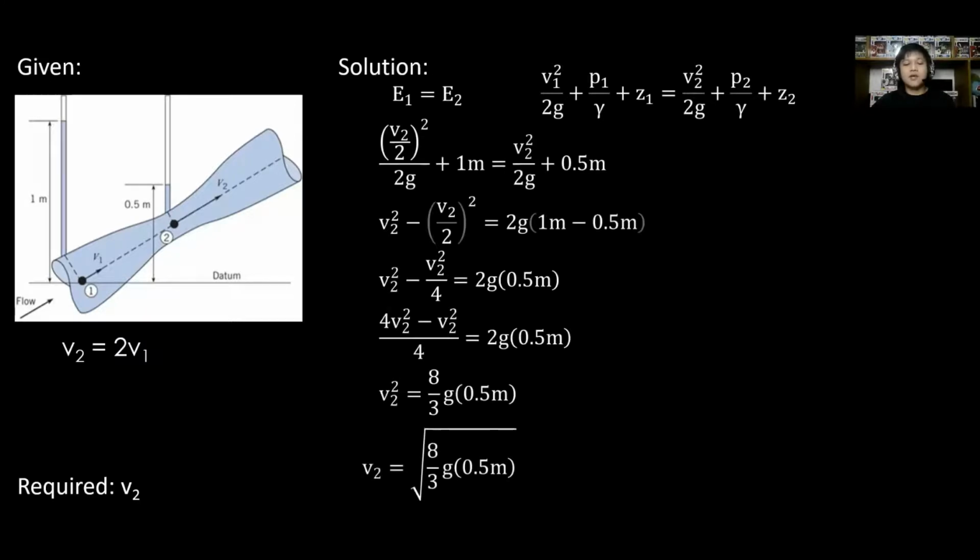Therefore, V sub 2 is equal to the root of 8 all over 3 times g times 0.5 meter. Substitute the gravitational pull, that is 9.81 meters per square second. Therefore, the velocity at point 2 is 3.617 meters per second.